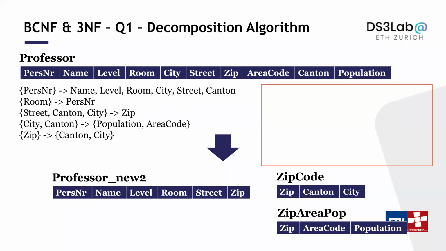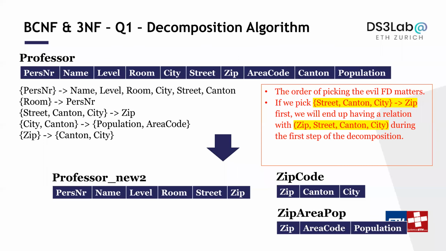Another thing: because when we are doing decomposition, we are handling one evil functional dependency at a time, the order in which you pick the evil functional dependency actually matters. For example, if you pick the functional dependency street, city to zip code first, then you are going to have a different decomposition at the end. Essentially, if you follow our algorithm, there could be multiple different ways to decompose an input relation into a set of smaller relations that are in BCNF.